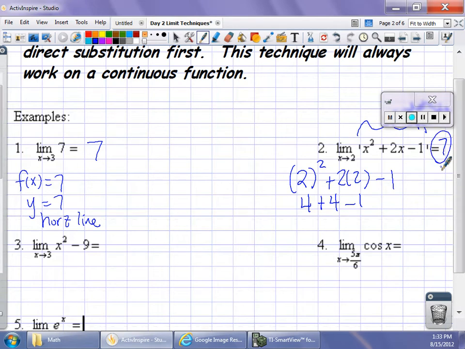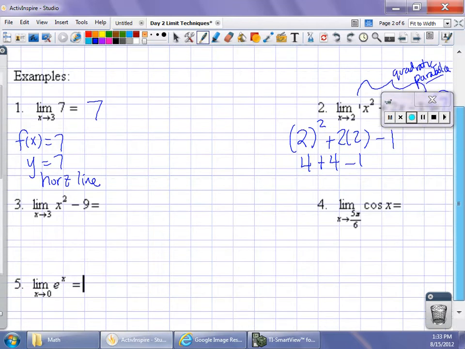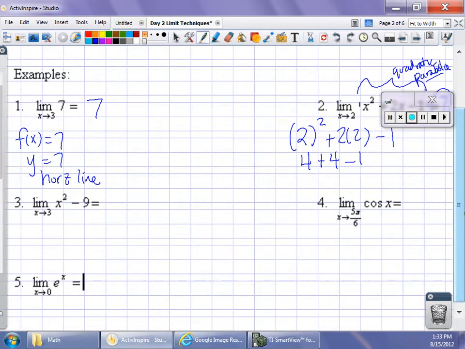Both of those functions are continuous. Life is good when we have continuous functions. In number 3, we have another quadratic function which would graph to be a parabola. It is continuous. Continuous is good because if we have a continuous function, then we can use direct substitution. We're approaching an x value of 3. 3 squared is 9, minus 9 is 0. So if we had a graph, we'd be approaching a y value of 0.